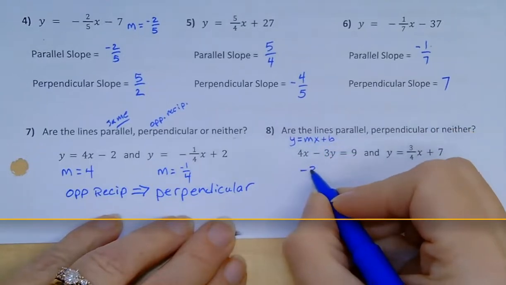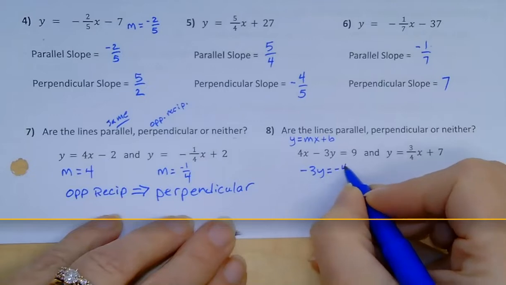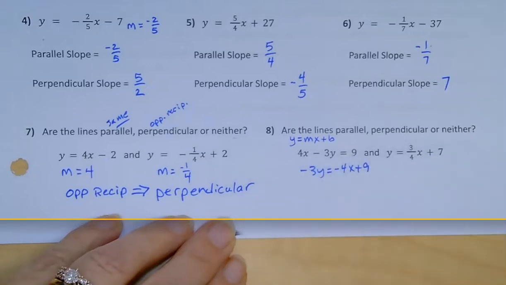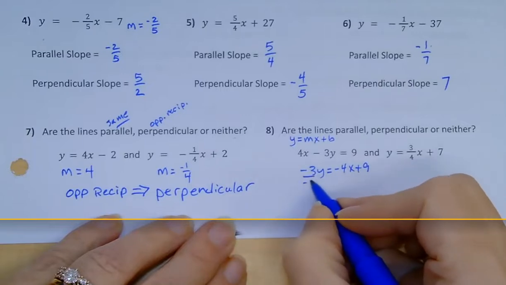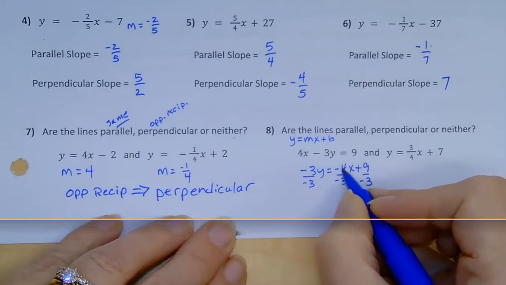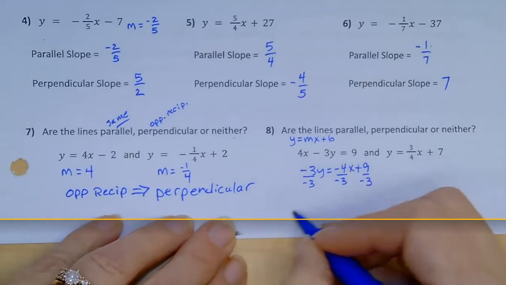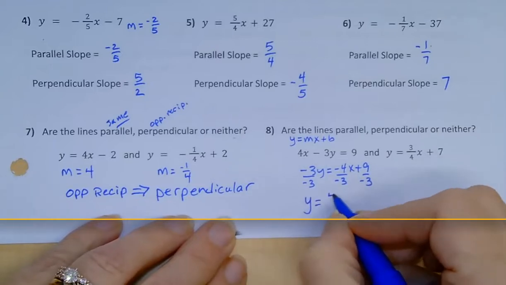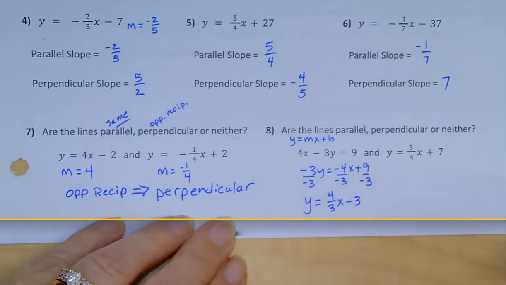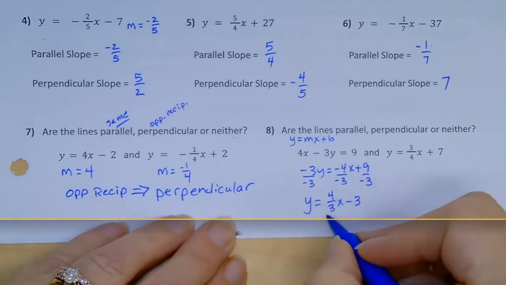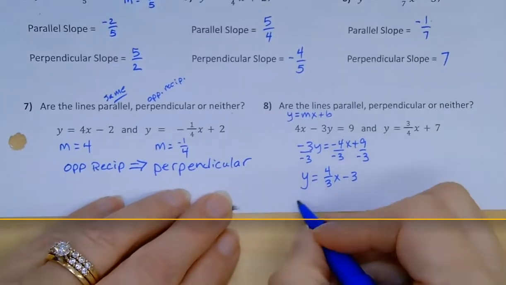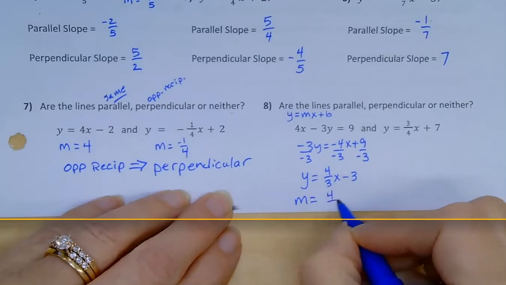I have -3y equals -4x plus 9. I just subtracted the 4x from each side. Now I'm going to divide every single thing by -3. All I really care about is the slope, but I'll go ahead and finish this. I'll say y equals +4/3 x minus 3. Okay. My slope then is 4/3, right? If I slide up, I can write m equals 4/3.